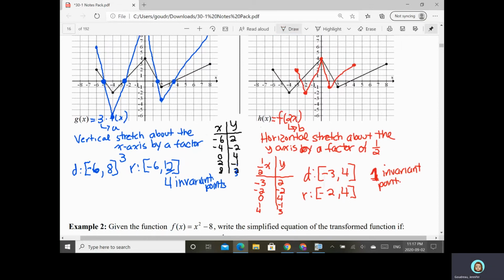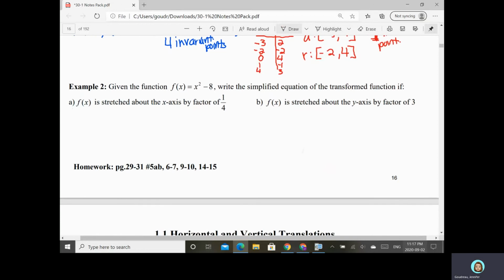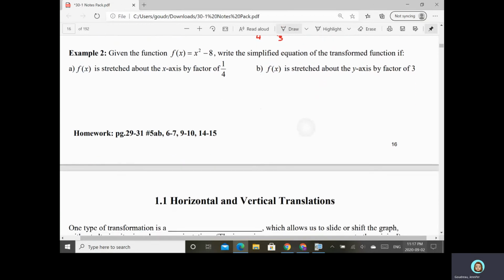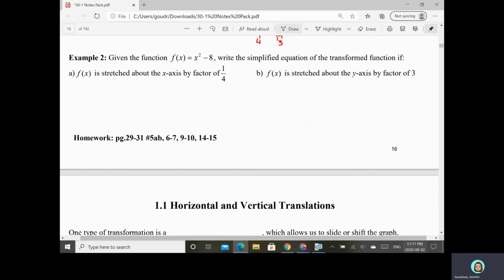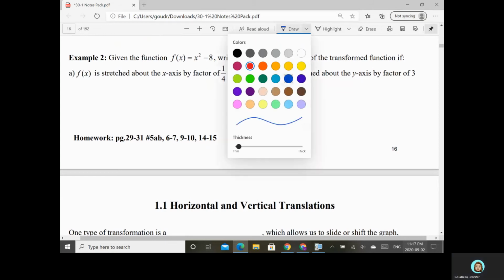Let's look at example 2. Given the function f of x equals x² - 8, write the simplified equation of the transformed function if A, it's stretched about the x-axis by a factor of 1/4, B, it's stretched about the y-axis by a factor of 3. Okay, so let's have a look at that.